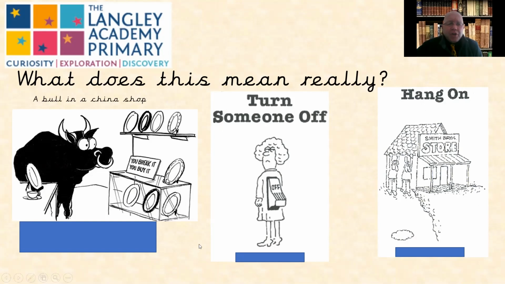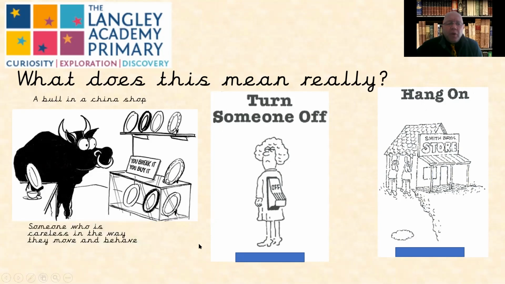Well, bull in a china shop. Someone who is careless in the way they move and behave. So if you're a bit clumsy, if you're the sort of person that bumps into things, then you might be described as a bull in a china shop. Okay? The idea being that this big animal, if you put him in a china shop, there'd be a lot of breakages. He'd be hitting all the shelves and all the counters, and lots of things would be broken.